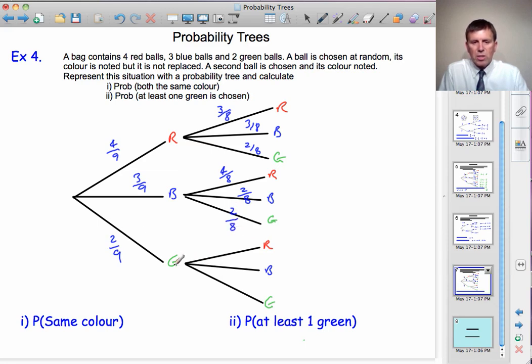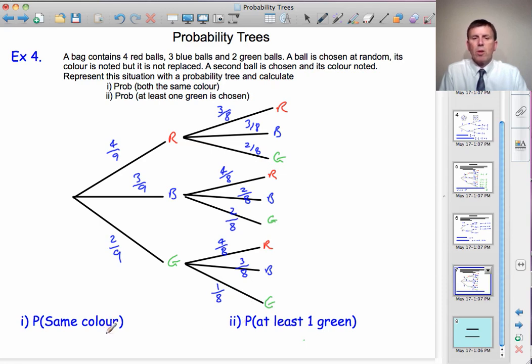This last set of branches, if we take a green out, there are still 4 red out of the 8 balls left, so it's 4/8. There are still 3 blue, so that's 3 out of 8. But there's only 1 green. There were 2 initially, we've taken a green out, so there's only a 1 in 8 chance of getting a green the second time. Now the working for calculating the probabilities is exactly the same as it was on example 2, but we've got a very different set of probabilities down this column here.